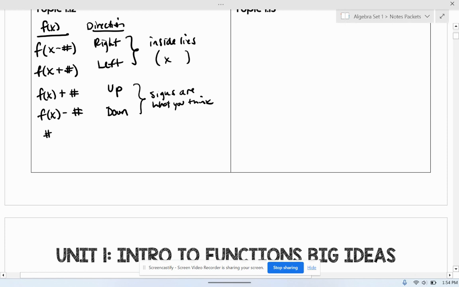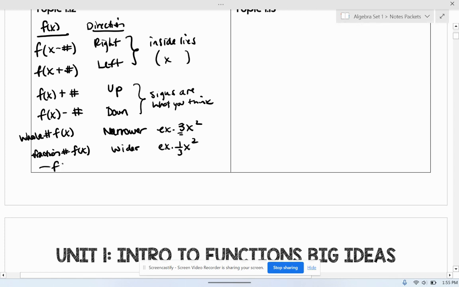If you have a number out front of f of x and it's a whole number, I want you to think about that guy as getting narrower. An example could be 3x squared. There's a 3 out front. If you have a fraction out front, the new function is getting wider. And an example could be 1/3 x squared.